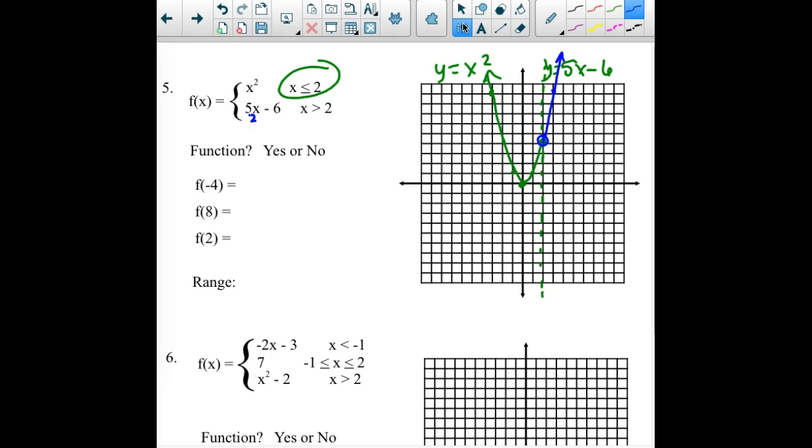All right, is it a function? Yes? All right, how about range? The lowest we get is 0. Is everything above 0 included? Yes? All right.